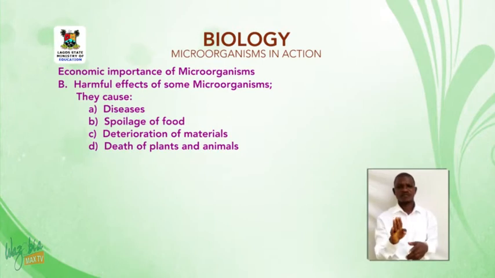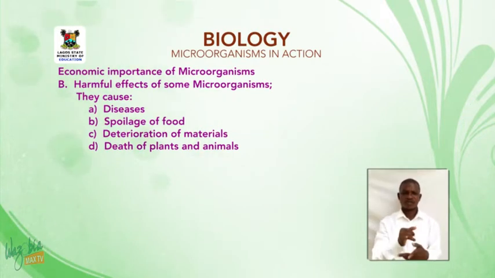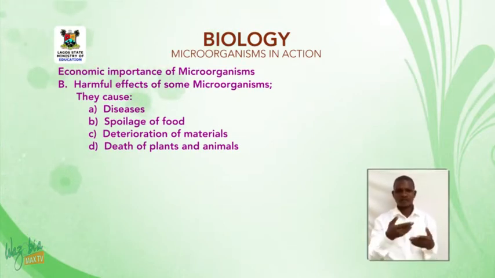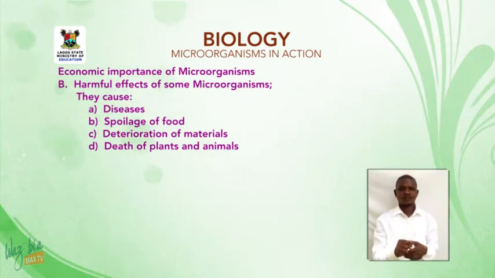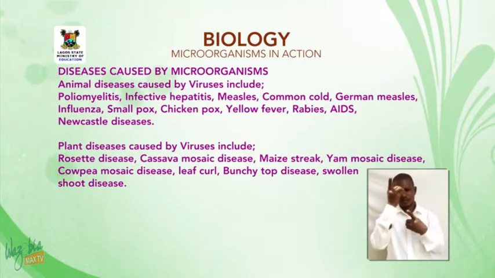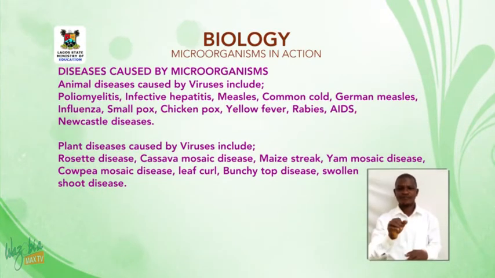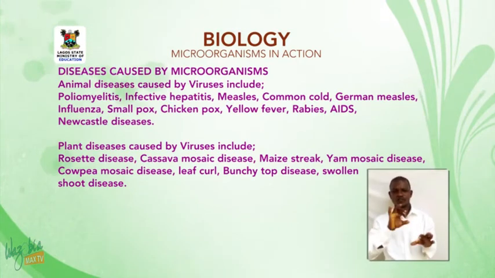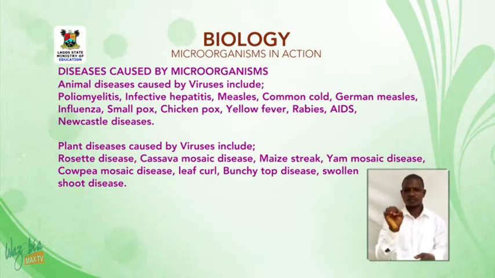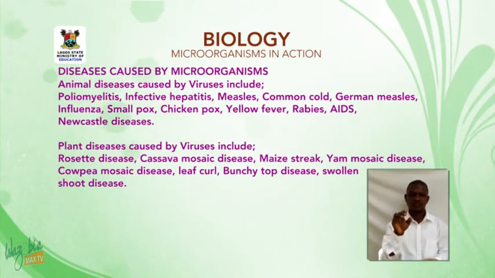B. Harmful effects of some microorganisms. They cause diseases, spoilage of food, deterioration of materials, and death of plants and animals. Diseases caused by microorganisms. Animal diseases caused by viruses include poliomyelitis, infective hepatitis, measles, common cold, German measles, influenza, smallpox, chicken pox, yellow fever, rabies, AIDS, and Newcastle disease.